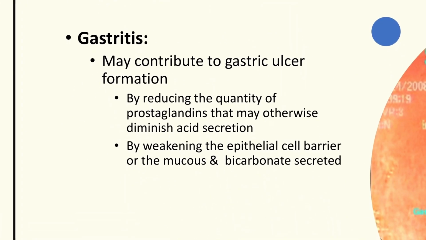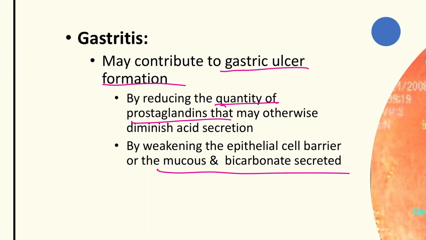Gastritis and gastric ulcer formation occur either by reducing the quantity of prostaglandins, so we're reducing the defense against the hostile factors. We're reducing the prostaglandins, which are in the mucosal barrier to help protect against the acidity. If we reduce the prostaglandins, our defense is reduced. The hostile factors can take over and you get acid and ulcer formation. Or by weakening the cell barrier of the mucus and bicarbonate secreted, so we're not pumping out as much. So basically we're weakening the defense.